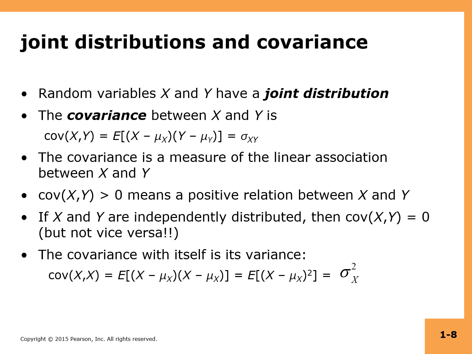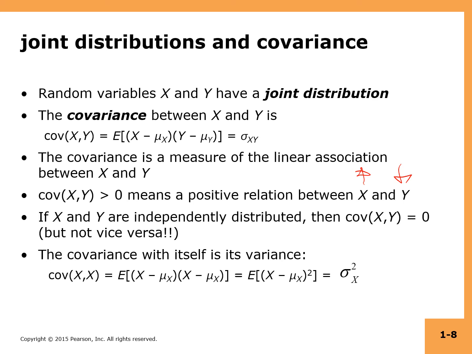So the covariance is a measure of linear association between x and y. When you have a covariance that's positive, it means that there's a positive relationship between x and y. In other words, when x increases, y also increases. If covariance is negative, it means that it has a negative relationship, which means that when x increases, y actually decreases, having an inverse relationship.